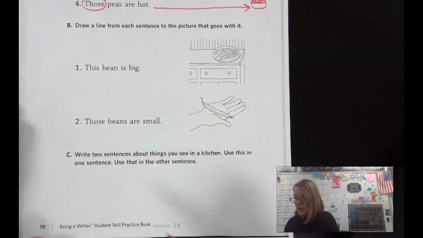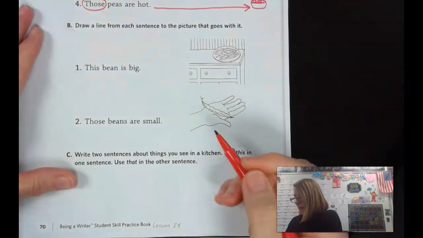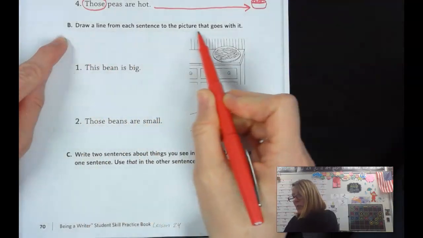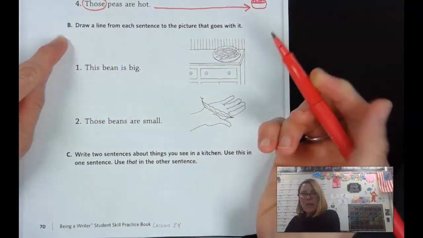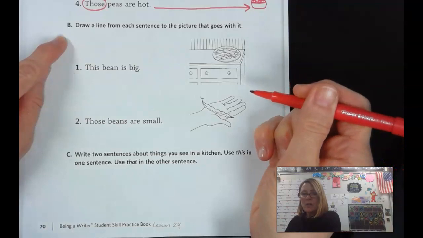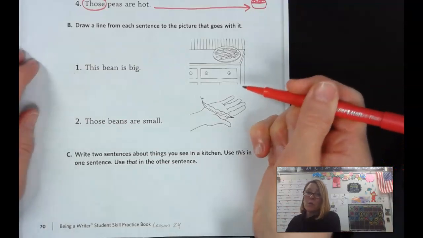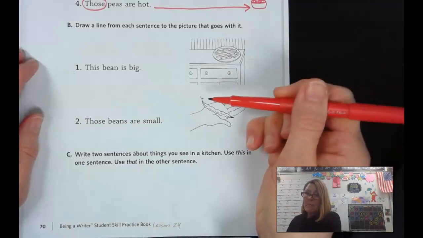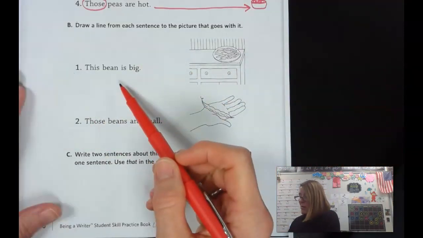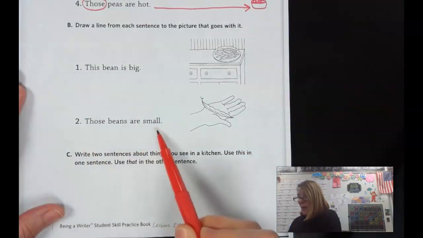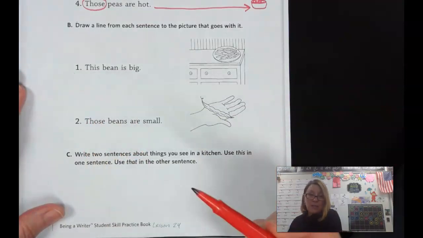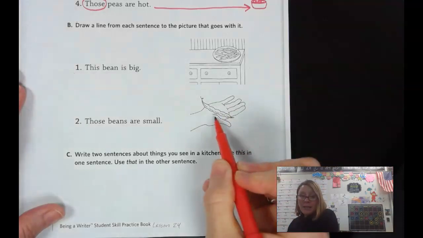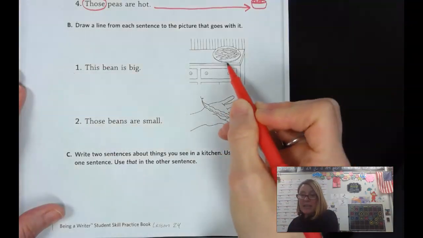All right, so we're going to finish up our page 70, and this is section B, and it says, draw a line from each sentence to the picture that goes with it. And just like I was talking about, having a picture helps you know which form of the word to use, because without them, neither one of these sentences sounds wrong. This bean is big, those beans are small. They both sound right. We just have to decide which one goes with which picture. Okay, so we have a bean in a hand, and we have a plate of beans.